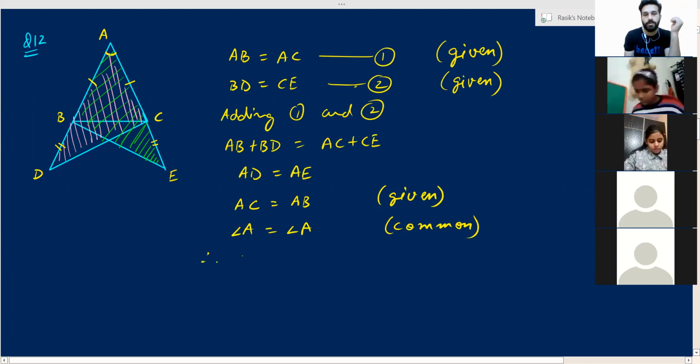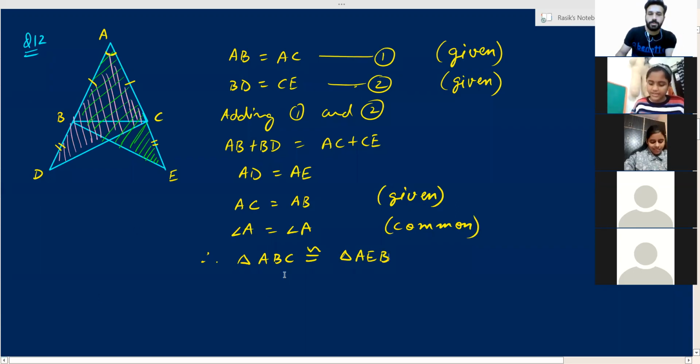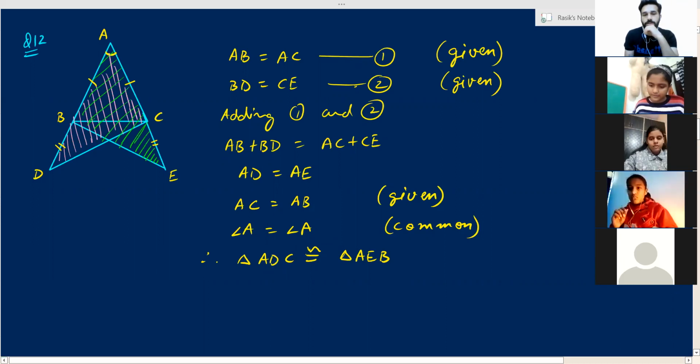Okay. Therefore, we can say that triangle ADC is congruent to triangle AEB by SAS. Very good, correct. By SAS, the two triangles are congruent.